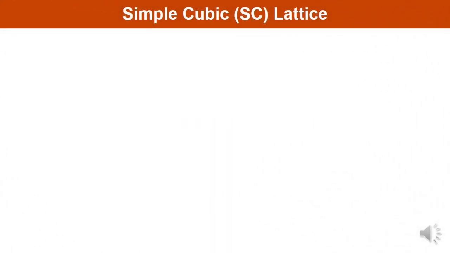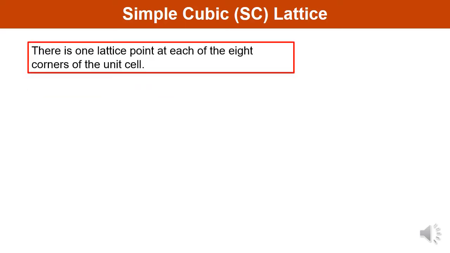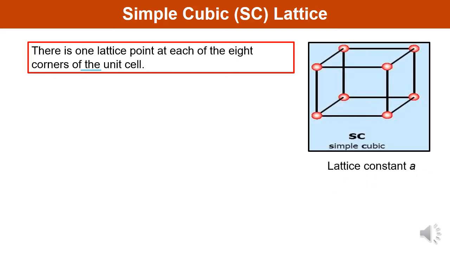What is a simple cubic lattice? In a simple cubic lattice, there is one lattice point at each of the 8 corners of the unit cell. Moreover, each lattice point forming the simple cubic lattice is a member of 8 surrounding cells. See, this is the diagram of a simple cubic. Here you can see that 8 corners are there. You can visualize any cube and identify that there are 8 corners, and corresponding to each corner there is a unit cell.